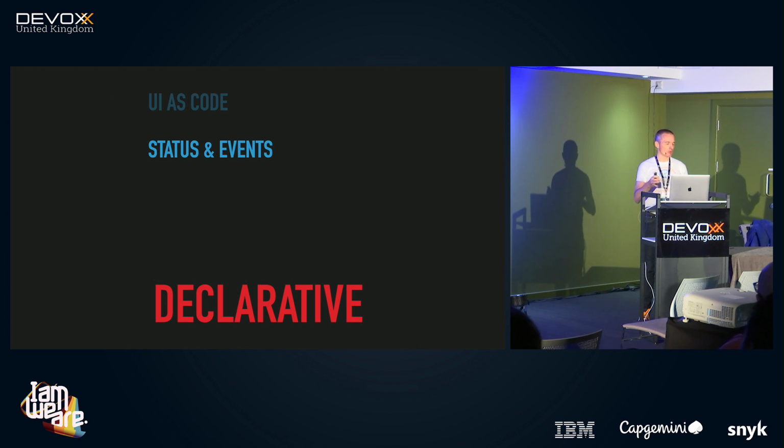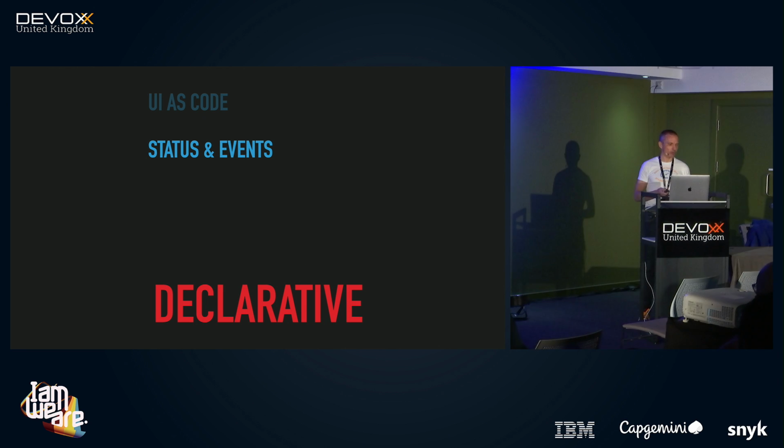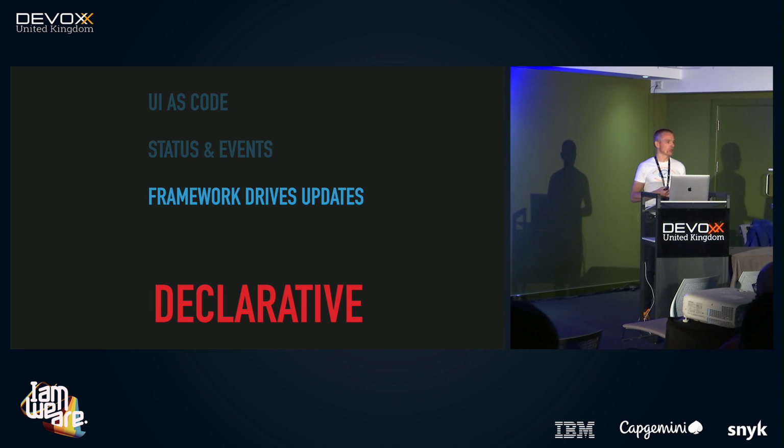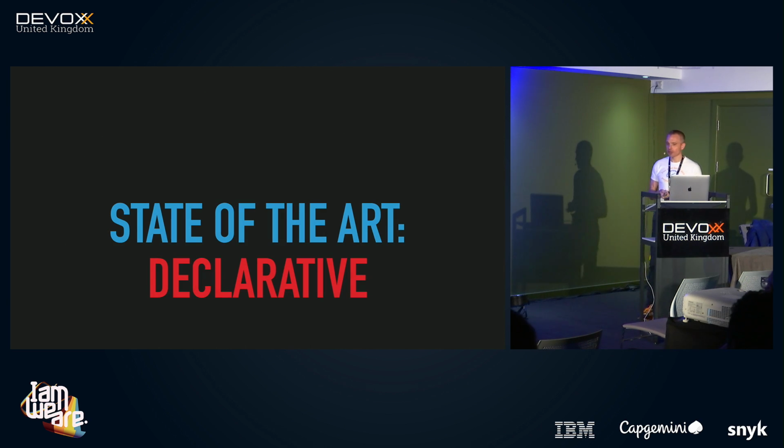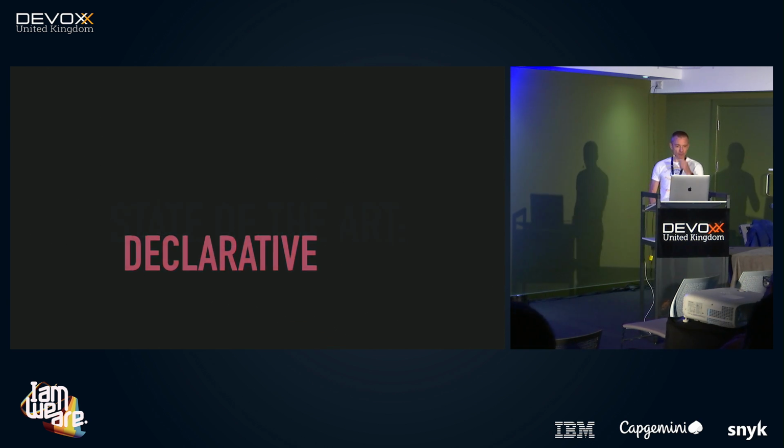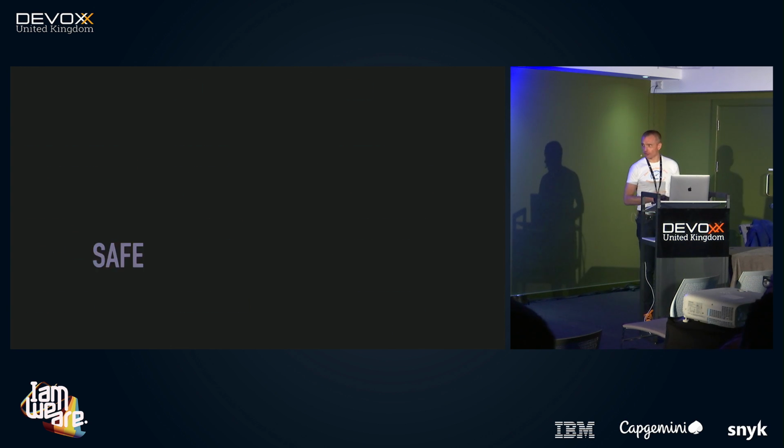Your components communicate with each other through status and events indirectly, and the framework drives the update. On the talk page, the link that I gave you, you can find an example of that, and you find also code examples of what this looks like. So state-of-the-art is declarative. Let's talk about safe.